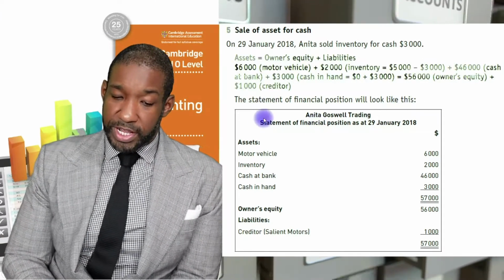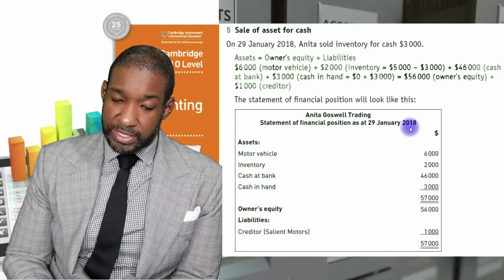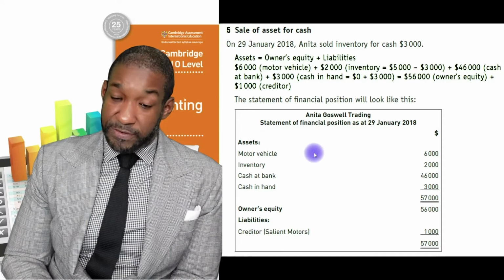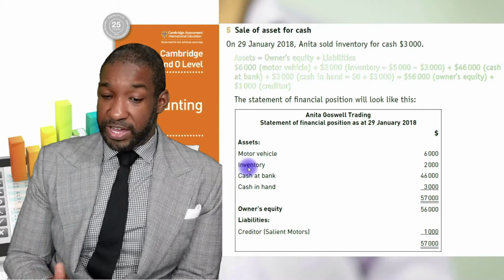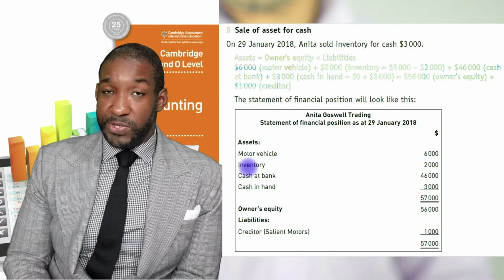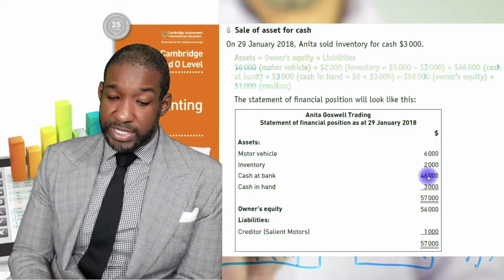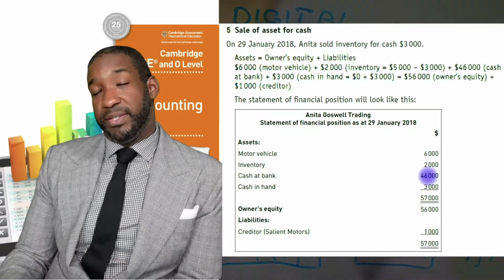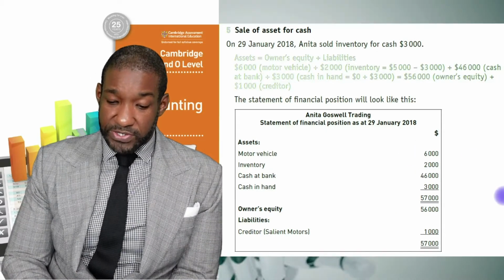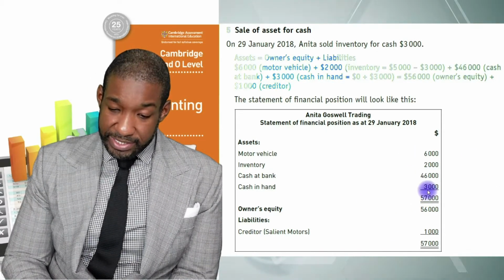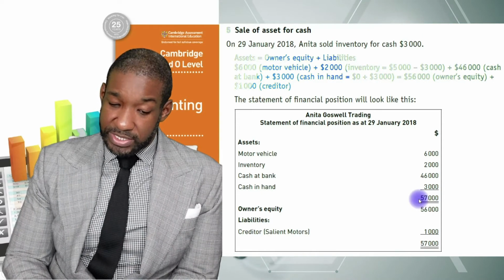Anita Goswell Trading, statement of financial position as at 29th of January 2018. Assets: motor vehicle still costs $6,000. Inventory went from $5,000, $3,000 was sold, there's now $2,000 left in inventory. The same $46,000 of cash at the bank is still there. However, now there's an additional $3,000 cash in hand, still equaling the $57,000 in total assets.